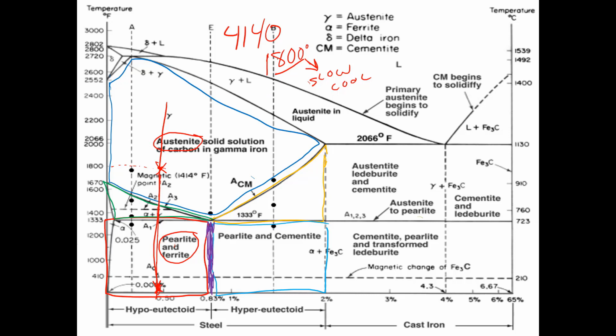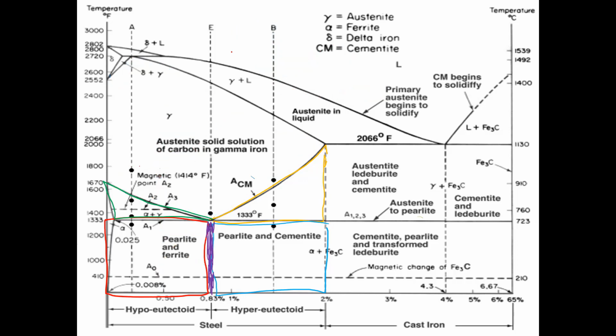So I could have asked two things here. I got a piece of 4140, I've heated to 1800 degrees, what is my microstructure? It's austenite at 1800 degrees. If I slow cooled it, which means down to room temperature, I'm going to be perlite and ferrite. So I need a carbon content. I'm going to plot my carbon content, and I need a temperature. So I can plot that on my diagram.